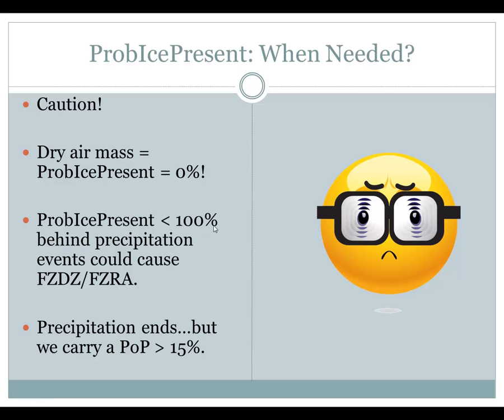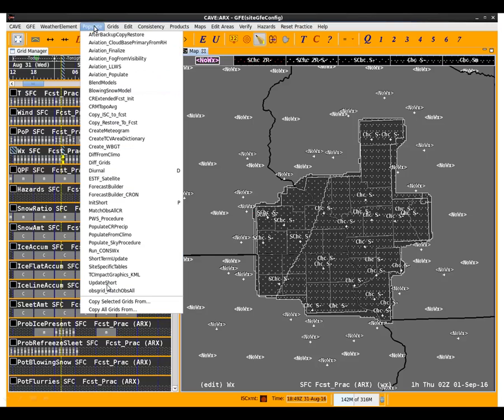A general rule to remember is once the atmosphere is producing a deep cloud process, where ice is being initialized and falling through the depth, you don't need the ProbIcePresent grid present at all in the grid infrastructure, because the probability of weather type assumes this 100% ice introduction. So when precipitation ends and we carry a pop that's greater than 15%, that's when this scenario can show itself if you have a ProbIcePresent grid.